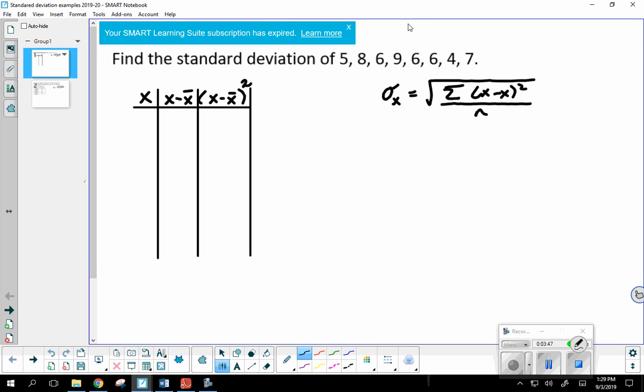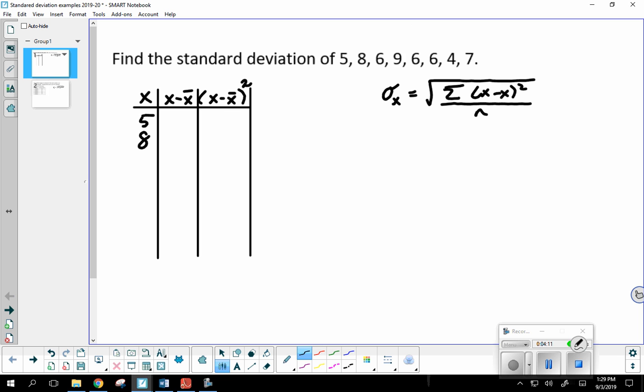We had ourselves a long weekend, so I thought, why not go ahead and start the lesson today with just a little bit of review. So let's say you have a set of data. Looks like this one here, 5, 8, 6, 9, 6, 6, 4, 7. Let's say I wanted to go ahead and do this by hand. I'll go ahead and show you on the calculator as well. So the first thing I'm going to do is just list these out. 5, 8, 6, 9, 6, 6, and 7.